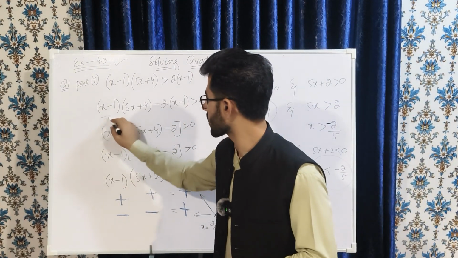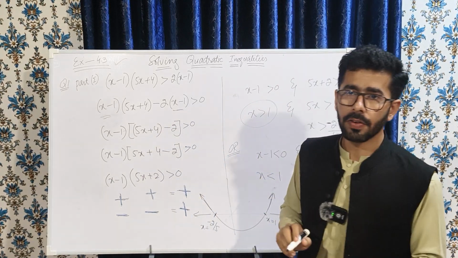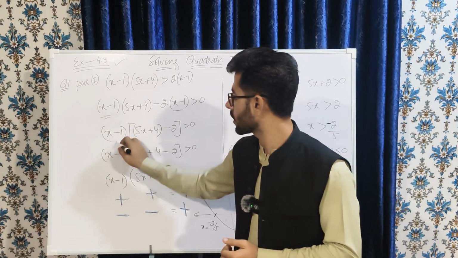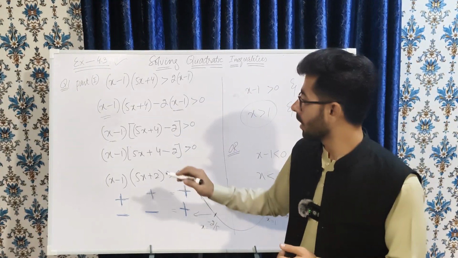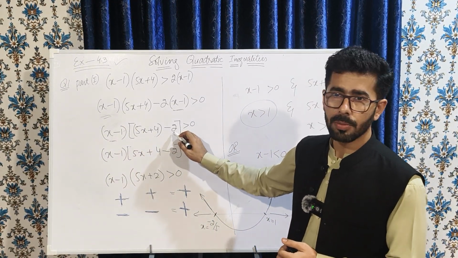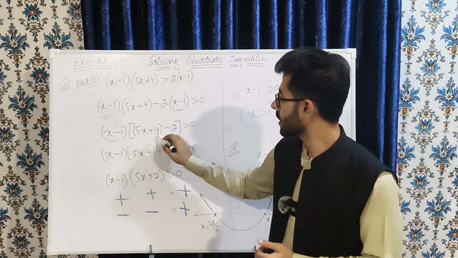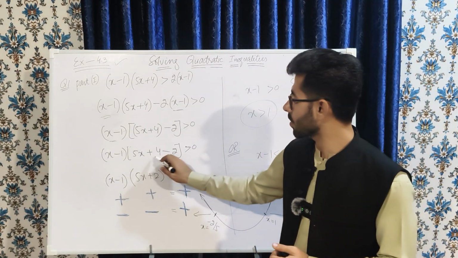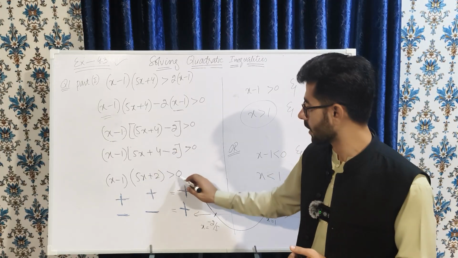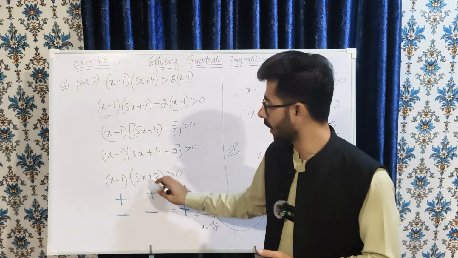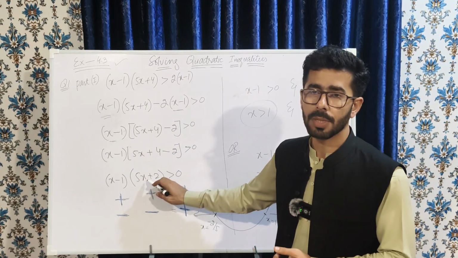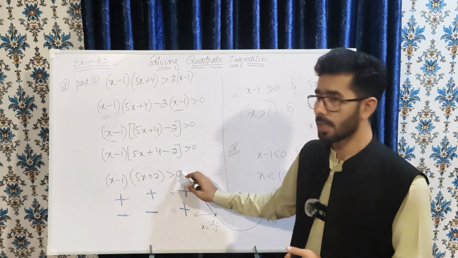If we notice, x minus 1 is a common factor in these terms, so we take x minus 1 out as a common. We are left with 5x plus 4 from the first term and minus 2 from the second term. If we simplify this further, we have 5x plus 4 minus 2. 2 subtracted from 4 gives us 2. So now we have two factors in total, which is x minus 1 and 5x plus 2. Their product is bigger than 0.